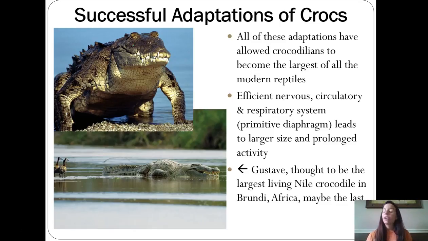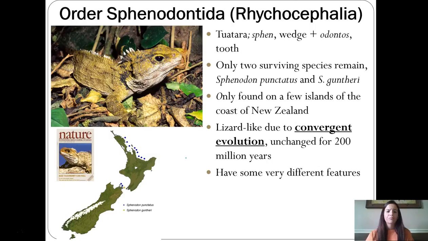They have a very efficient nervous, circulatory, and respiratory system as well, which helps them grow larger and have more activity for longer lengths of time. There is a Nile crocodile in Africa, which is thought to be the largest living crocodile, and you can see him over here in this picture.